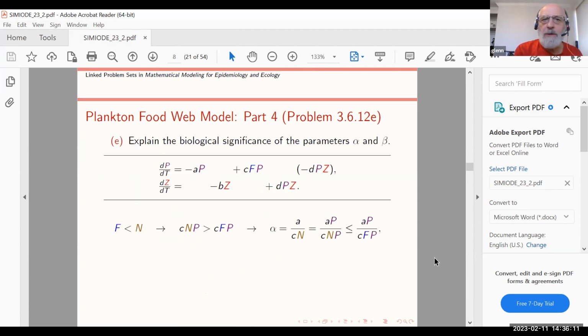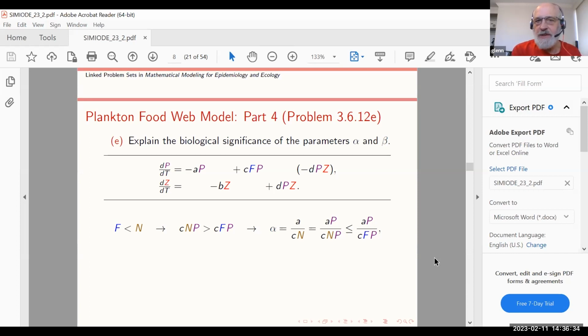Okay, next part of the problem is to explain the biological significance of the parameters alpha and beta. So this is modeling more than differential equations. I think differential equations are a component of modeling, and I think differential equations courses should be teaching modeling. And so part of modeling is understanding what the parameters do.